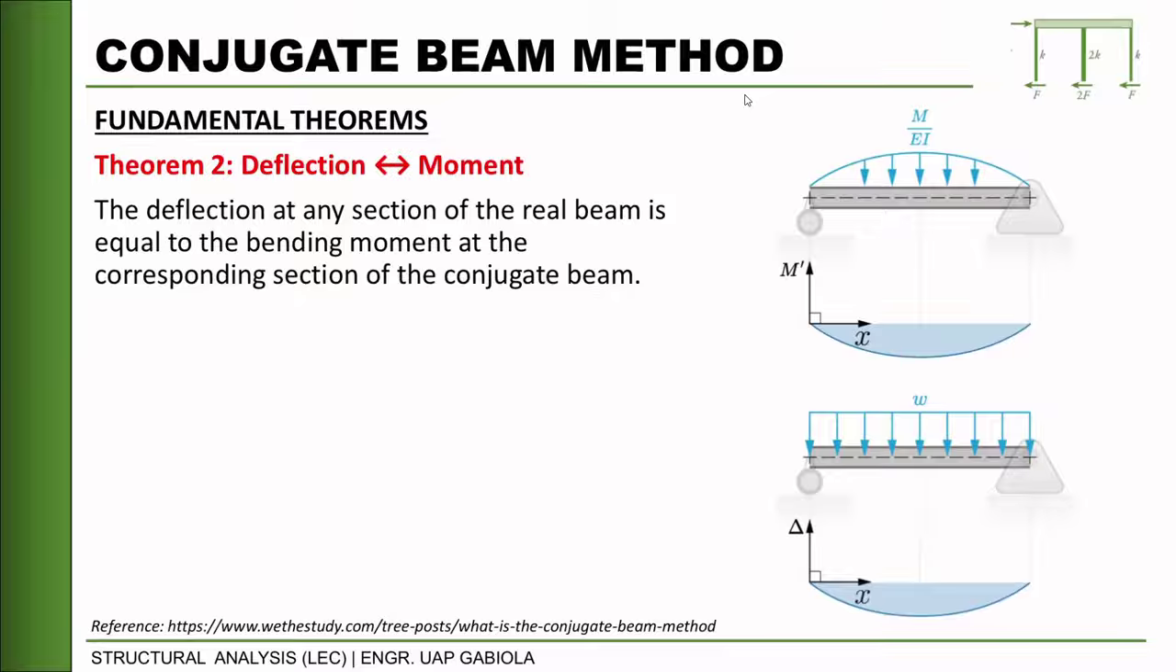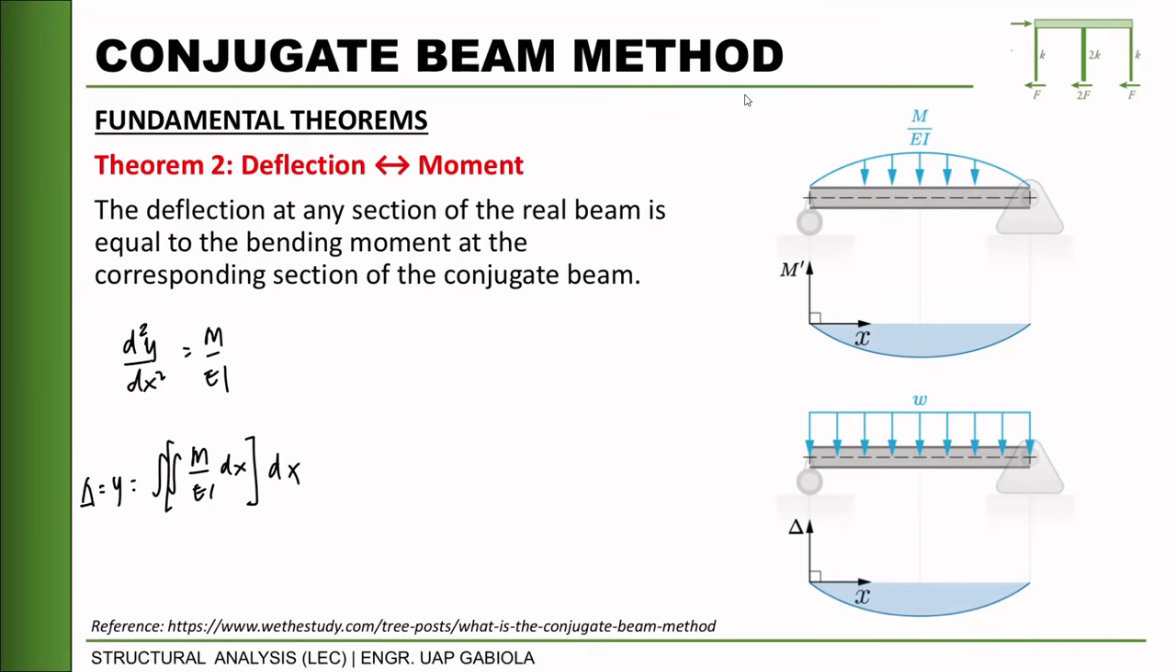We have our curvature equation: d squared y over dx squared is equal to M over EI. This is our curvature equation. Once we perform this to get y, or our deflection, we do a double integration. So we have y equals the double integration of M over EI dx dx, to get the actual deflection.